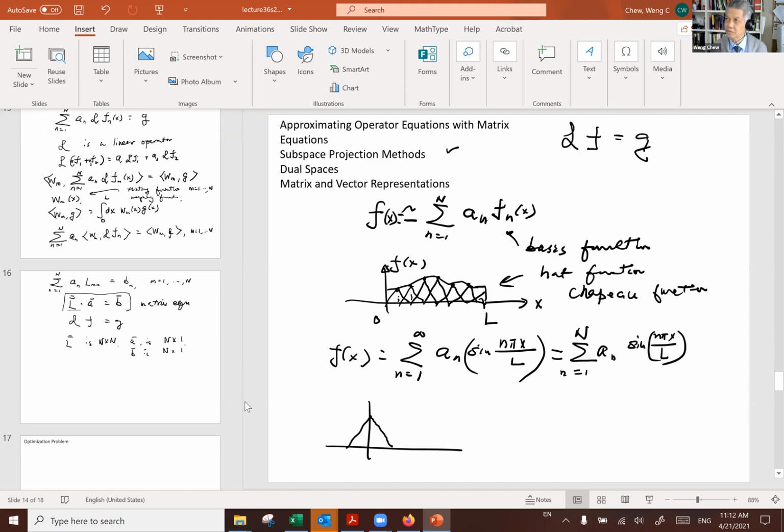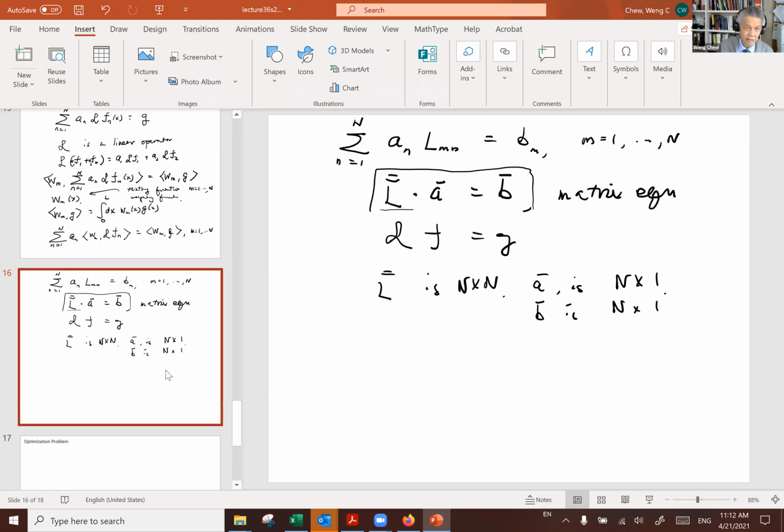Are there any questions regarding this? Is this okay with everybody? Then, given the matrix equation, the next question we ask is, how can we solve this matrix equation efficiently? So we all know how to do that now. How can we solve this matrix equation efficiently?